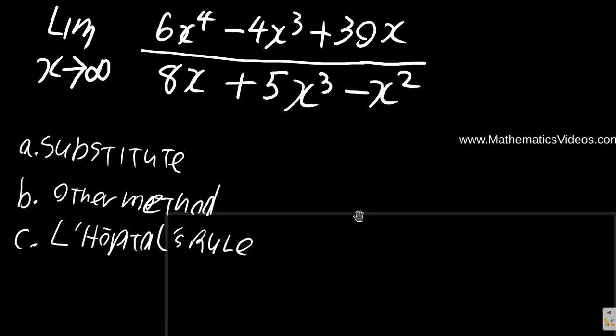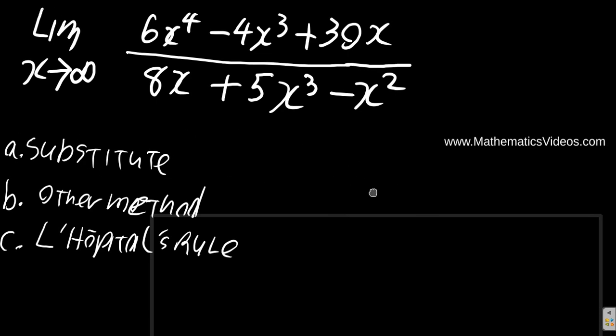Now, x is approaching infinity. Remember now, if you have a number times infinity, that's infinity. If you have infinity over any number, it is infinity. But a number divided by infinity is 0. Any number at all divided by an infinitely large number is 0. So let's see if we can substitute directly.